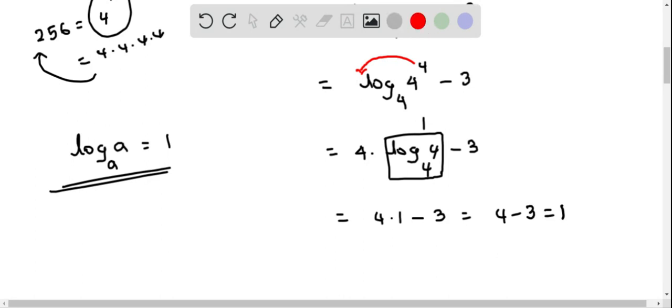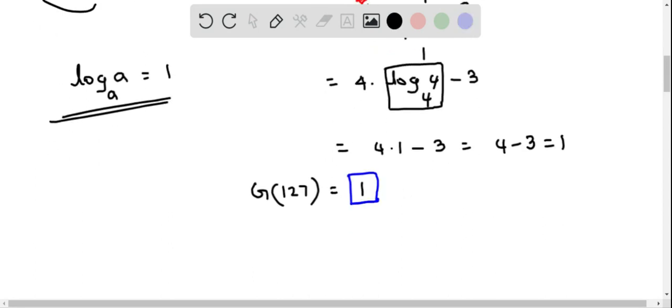So therefore we see that g of 127 equals 1. And therefore we can see that the point on the graph is 127 comma 1.